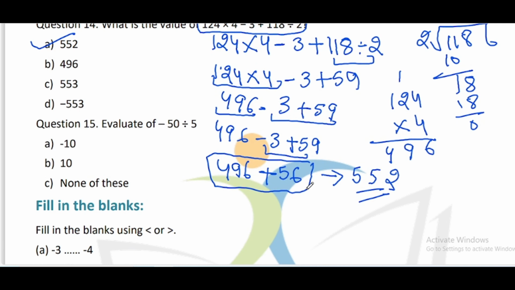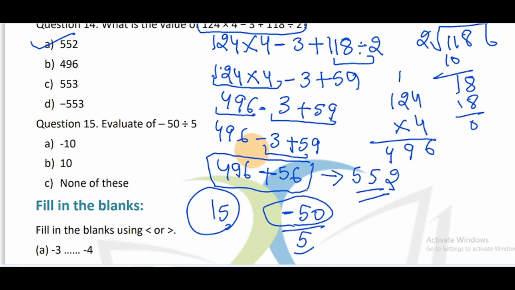Let's see question number 15. In question number 15, evaluate minus 50 divided by 5. If a negative integer is divided by a positive integer, then the quotient has a negative sign. Then 50 divided by 5 is 10. Then the answer is minus 10. And the right answer is part A.